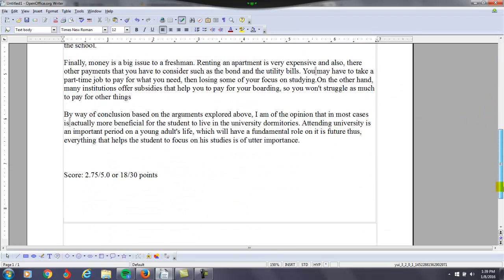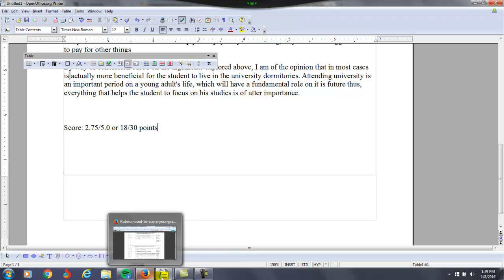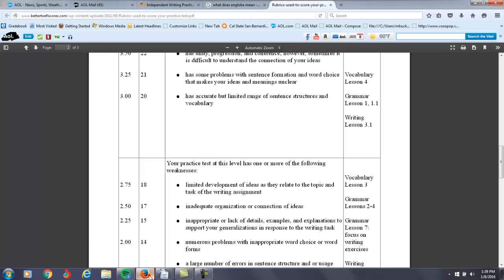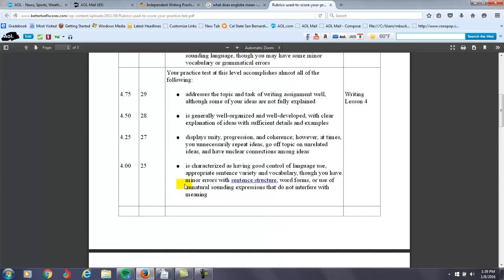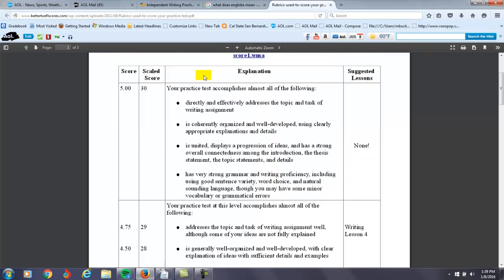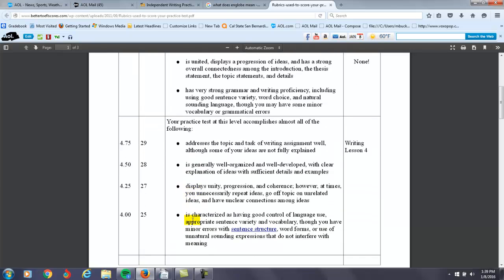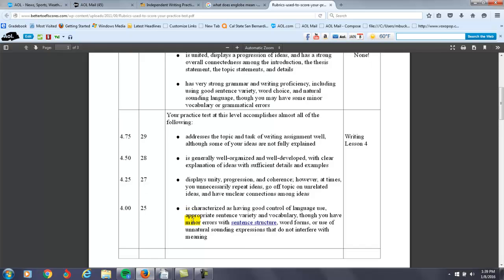The problem is, if I give you a score here, you're looking at about 2.75 out of 5, 18 points out of 30. What does that mean? It means here, in order to get in these other categories, you have directly and effectively addresses a topic and task. No, you left out that first part of the writing assignment. Here, addresses a topic and task or writing assignment well, although some of your ideas are not fully explained. You didn't really do that.